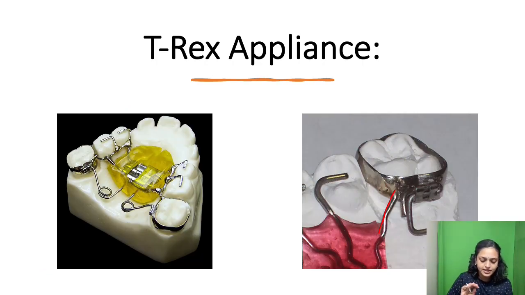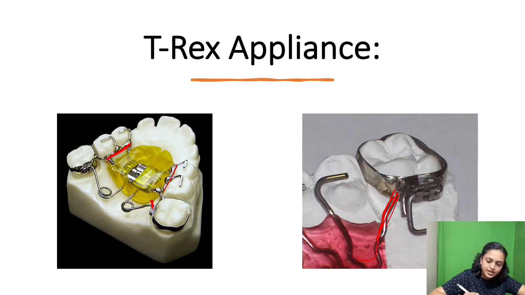In a pendex appliance, the attachment to the molar is not there, but in a T-Rex appliance, there is an attachment to the molar. That is all the differences. It's the same appliance and just a small modification. They will show you, generally give a picture, and they will generally not give you these two options in the same question, so you can go with the answer properly. So it's the same thing.